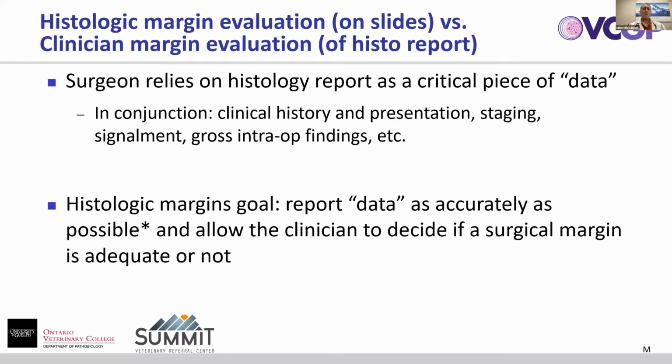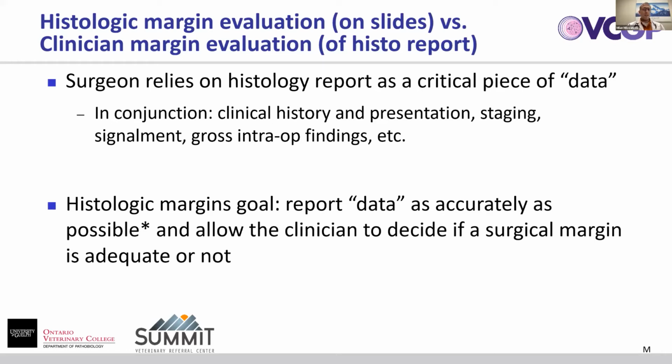Everything else they know about the patient. And then based on that, they take that information, that interpretation, and advise the owner on how they're going to proceed. So really, the goal of a histologic margins report should be to report that data as objectively and accurately as possible. I put a little asterisk there because we know that there are challenges to that, and we're going to get into that in just a second.